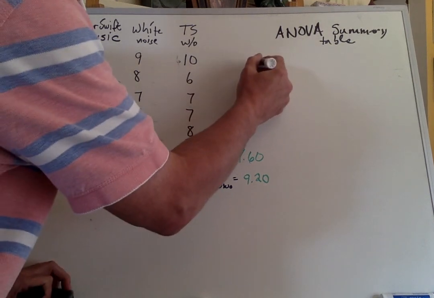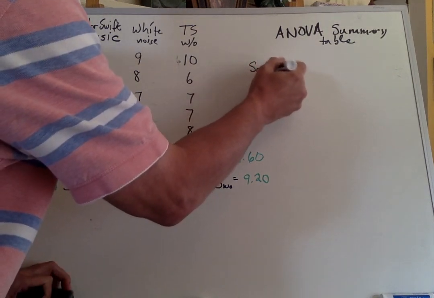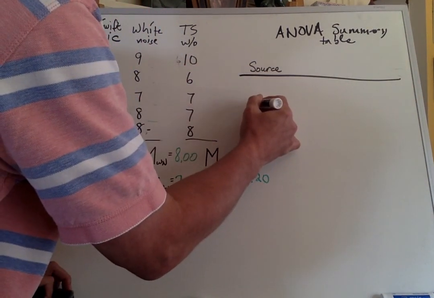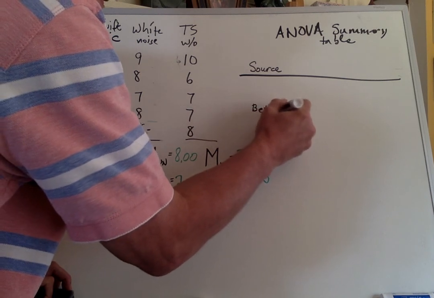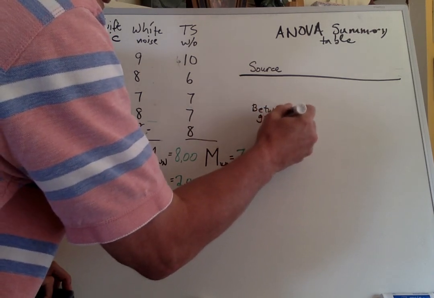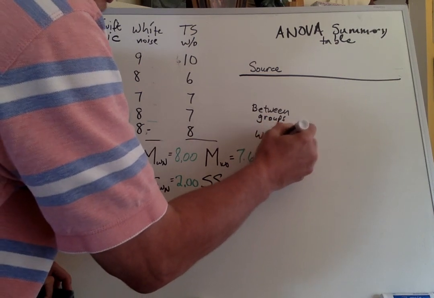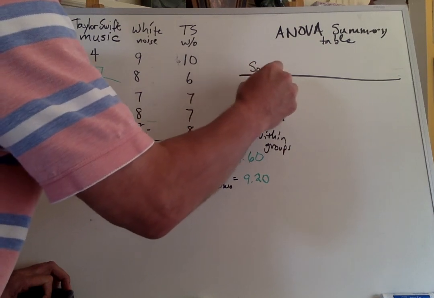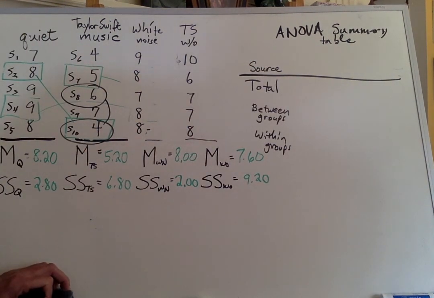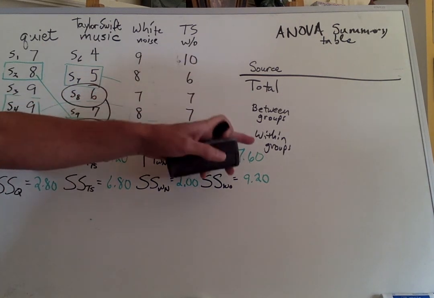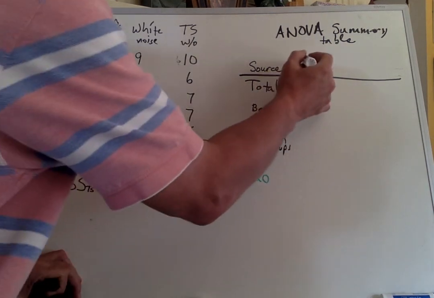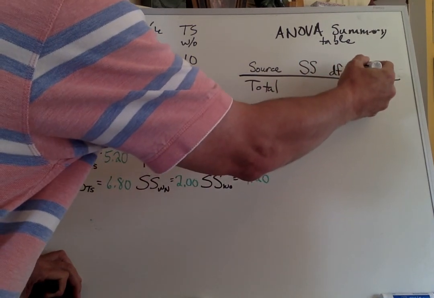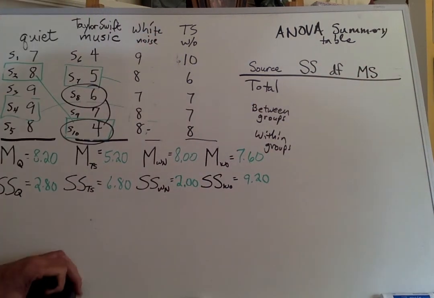So here's what we're going to do. We're going to talk about the source of the variability. And in fact, this is going to be between groups, within groups, and the total. Okay? 3 items. Between groups, within groups, and the total. We're going to have a column for SS. We're going to have a column for degrees of freedom. We're going to have a column for MS. Okay?